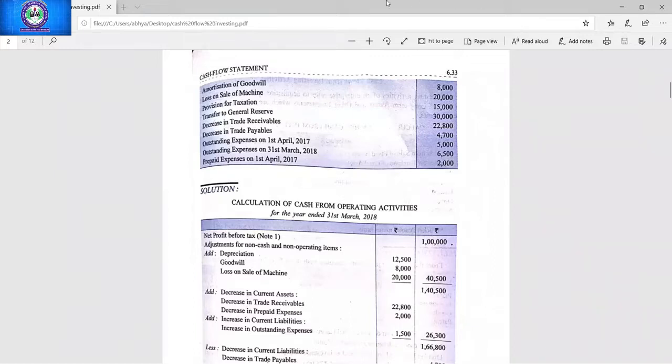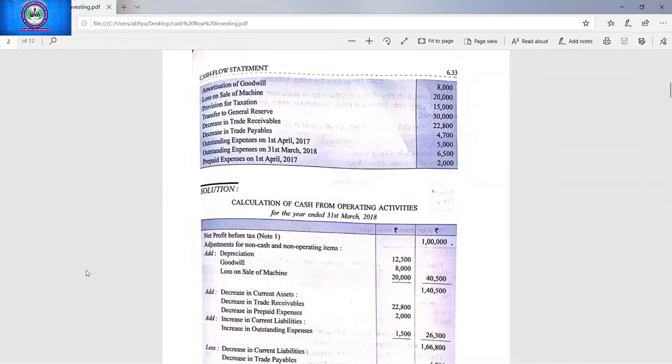But if only one provision for taxation is given without any year, we will assume that in the current year and the previous year, the provision for taxation was the same. So the same amount will be added in step 1, and the same amount will be deducted.